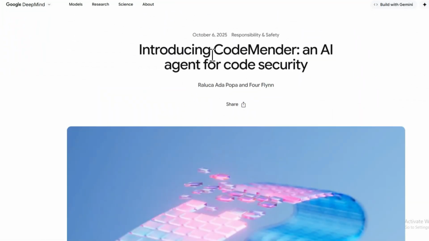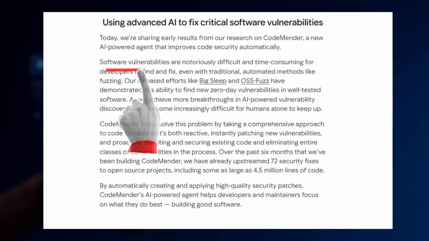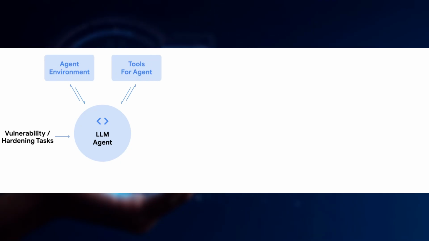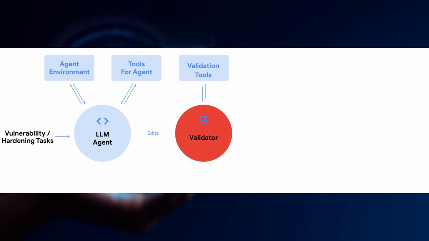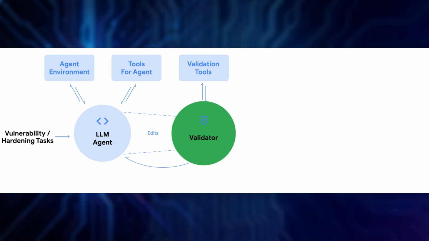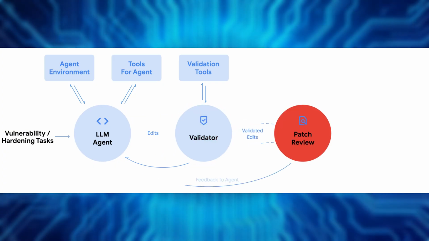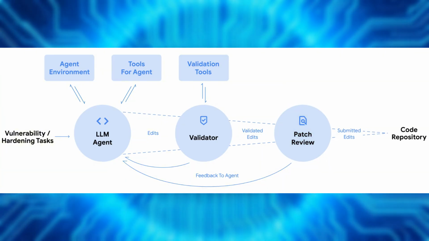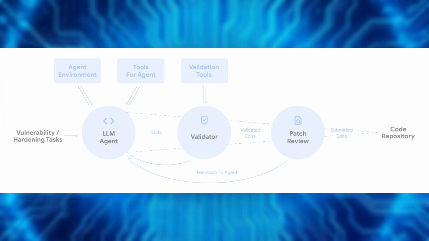Google DeepMind CodeMender, autonomous vulnerability hunter and fixer. An agent that scans code for vulnerabilities, proposes patches, validates, retries, and hands a clean patch for human review. Powerful, and a reminder that strong fixers can also be strong breakers. Expect careful access and guardrails.